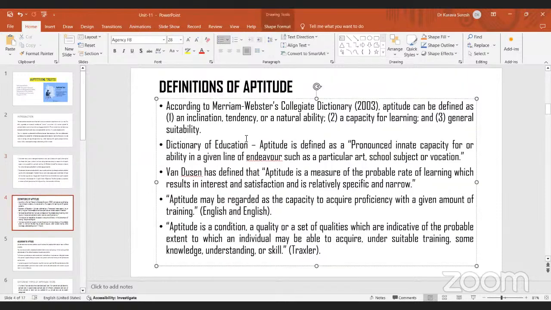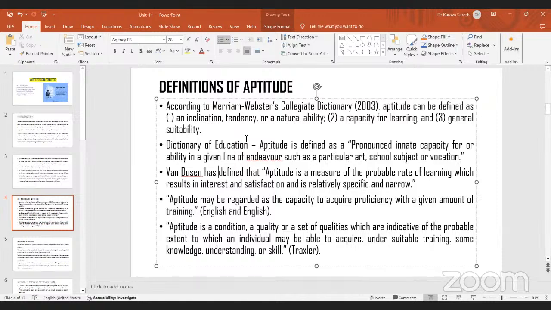Some definitions of aptitude. According to Merriam-Webster's College Dictionary, aptitude can be defined as an inclination, tendency, or natural ability; a capacity for learning; and general suitability. In the Dictionary of Education, aptitude is defined as a native capacity for or ability to engage in endeavors such as a particular art, school subject, or vocational setting.